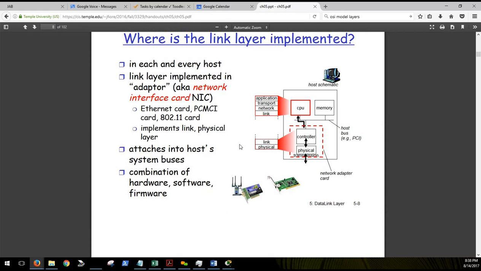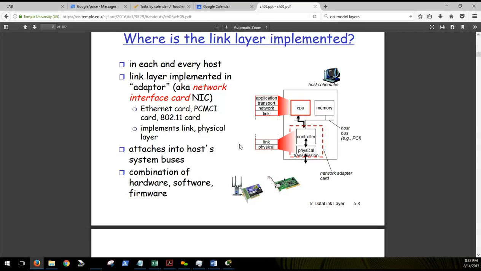All right, so where is the link layer implemented? As we can see, half of the link layer is implemented on the network interface card. And the other half is actually implemented within the processing of the CPU.